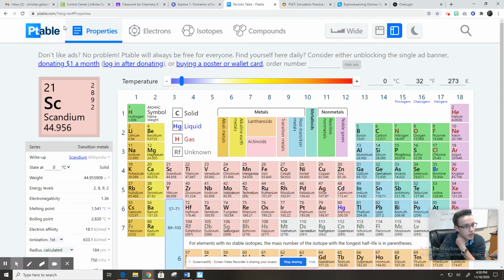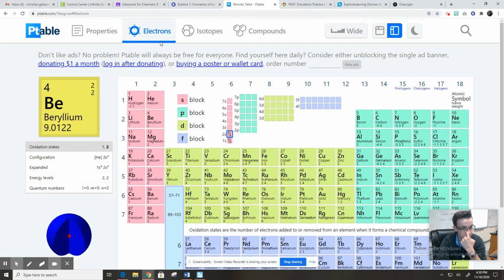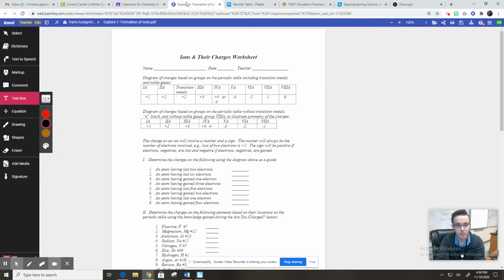I recommend this one. It's ptable.com. It's also the first thing that pops up when you Google periodic table. It's also the periodic table linked in your interactive notebook. So it's very, very fancy. I really like it. Got all these cool settings here. So I'm going to show you something cool.